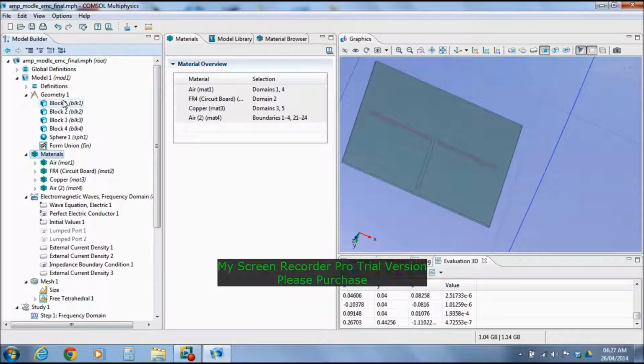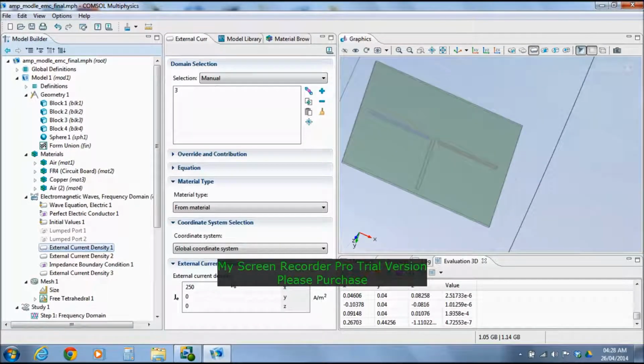After all the materials and the geometry were defined for the device under test, the physics of the device under test was to be modeled. The device under test was required to take a radio frequency signal and amplify that signal by a gain of 20 decibels and output the amplified signal. Therefore, the external current density was used in the electromagnetic wave frequency domain to show the current density signal flowing through a PCB trace in the X direction.